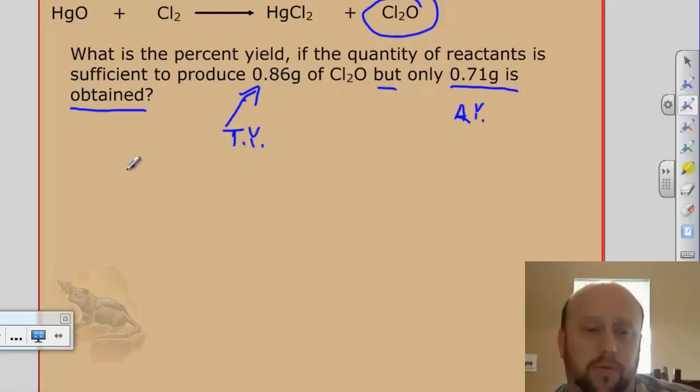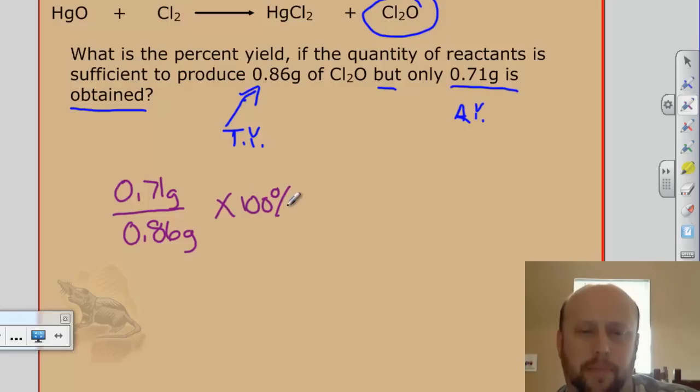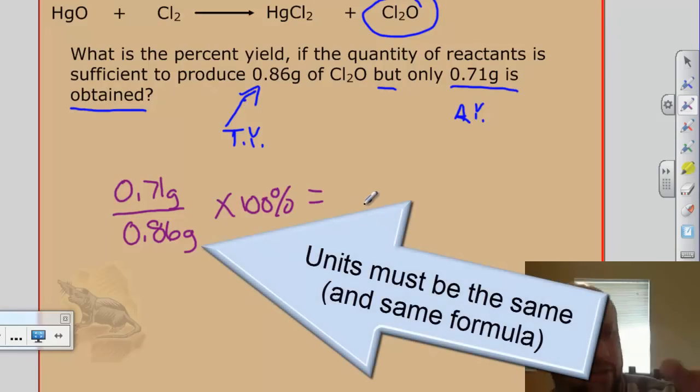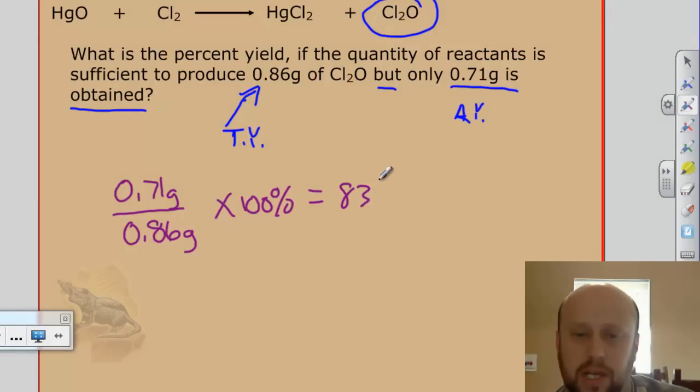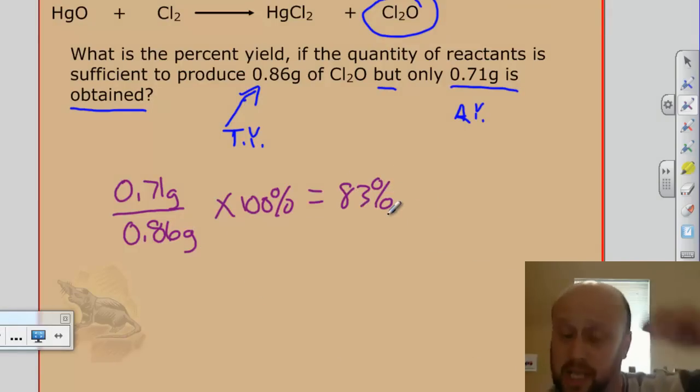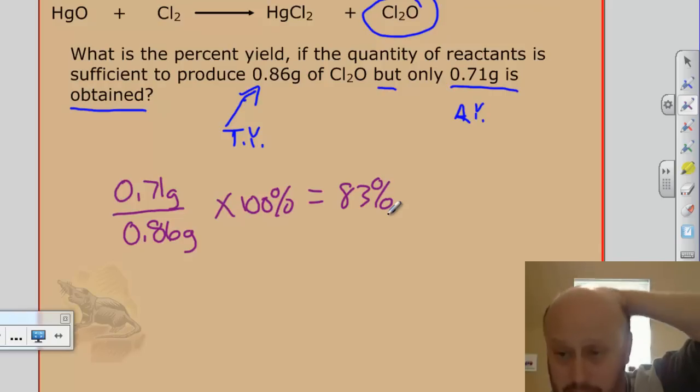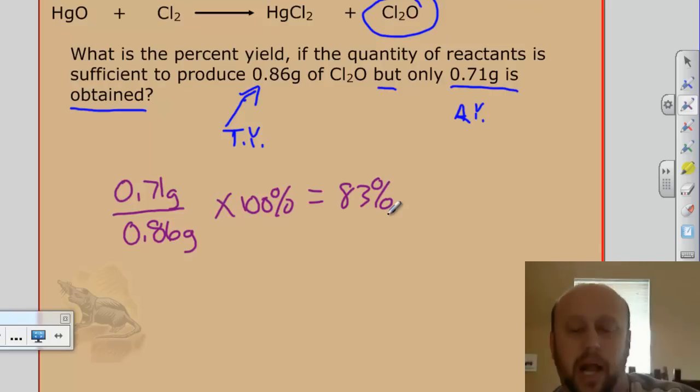So what does that mean for us calculation-wise? My formula says that I put actual yield over theoretical yield, and then I multiply by 100%. When I punch this into the calculator, I'm going to get 82.558 and a bunch of numbers after that. I'm going to round that to 2 sig figs. Both of my starting numbers have 2 sig figs, and so that turns out to be 83%. And actually, that's a pretty good percent yield. If we were working something in the lab and you got 83% yield, that's pretty good.